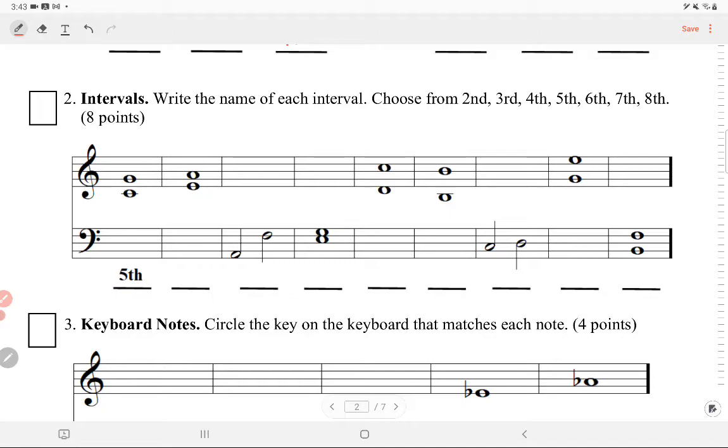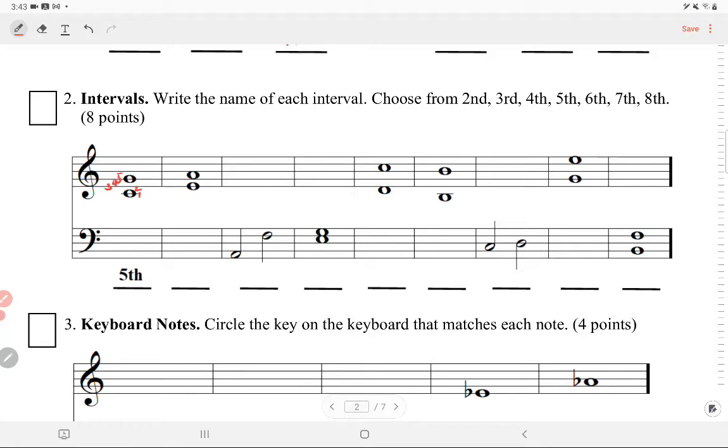So let us move on to the next task. Intervals are pretty easy to do. All you have to do is count lines and spaces. For this one, the first note is on the line, so that's 1. Then you have a space, that's 2. Then a line again, that's 3. Then a space again, 4. And then a line again, that's 5. So this is an interval of 5.